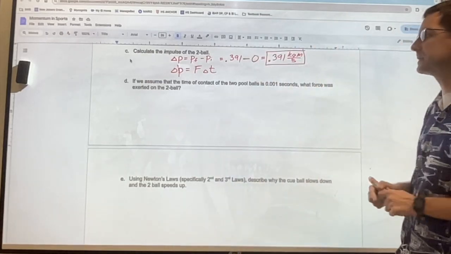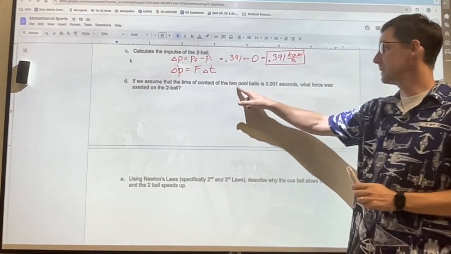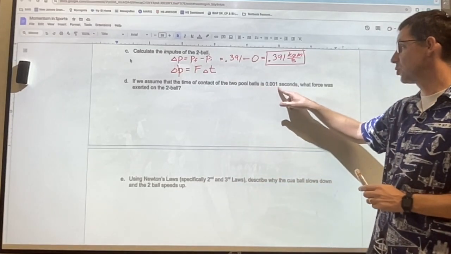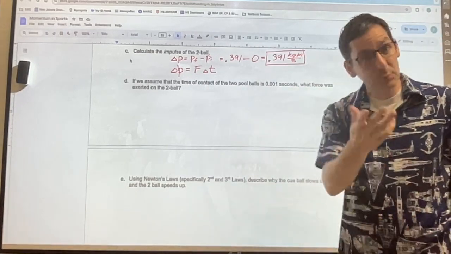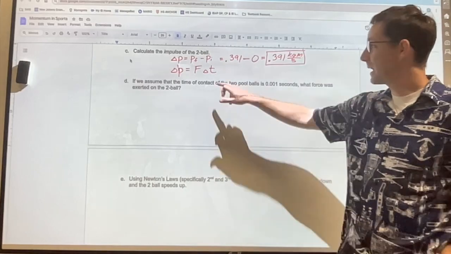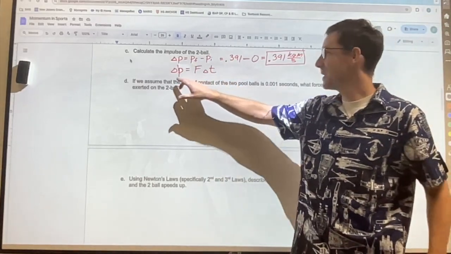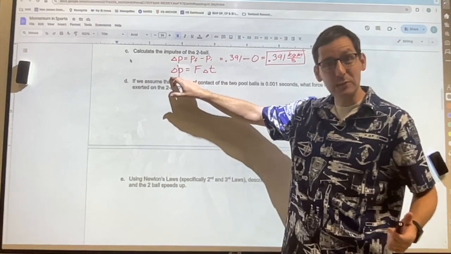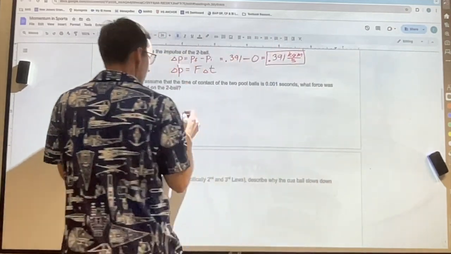Okay, now we want to do letter D. If we assume that the time of contact of the 2 balls is 0.001 seconds, what force was exerted on the 2-ball? All right, we can do this now, right? Because we now have the time and we have the impulse, the change in momentum. That's what we found in this step right here.